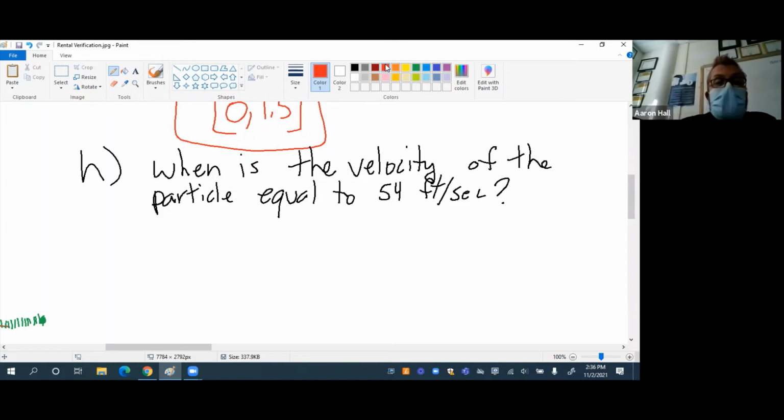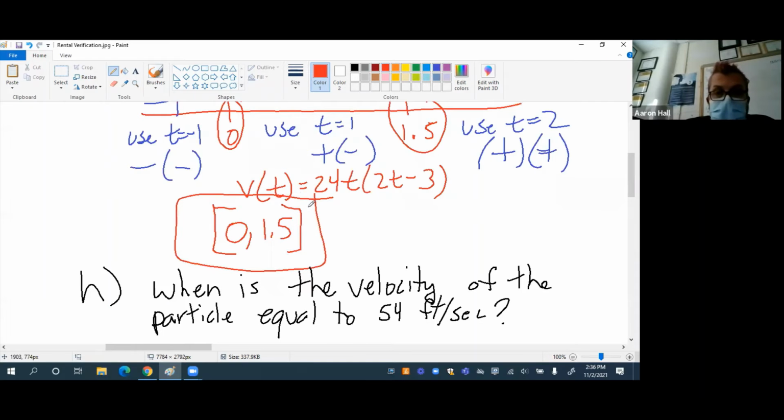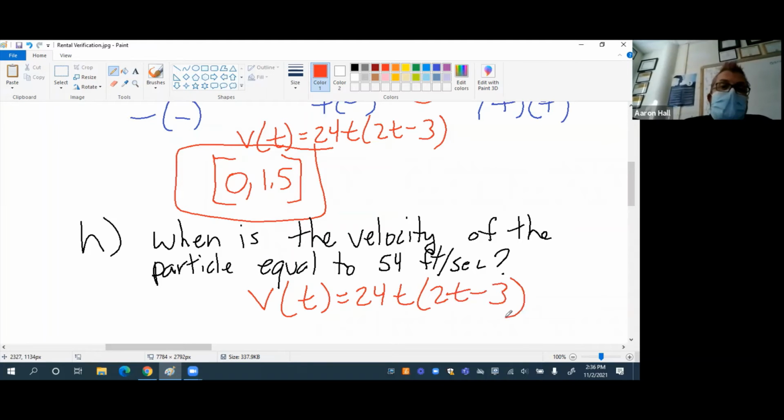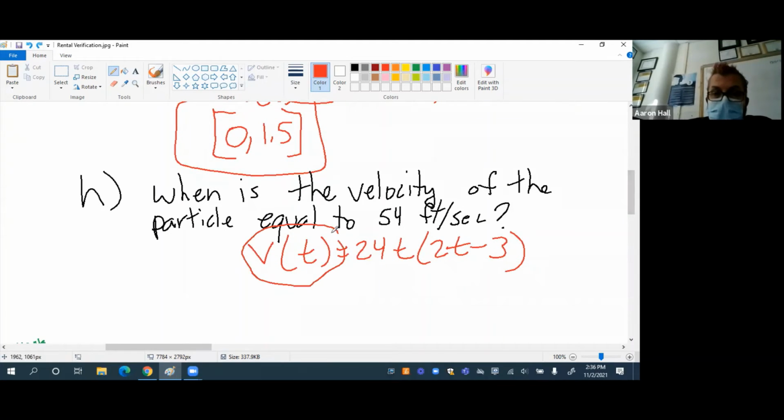Okay, so our velocity equation is what? It's right there. It is V of t equals 24t times 2t minus 3. Where do I plug this 54? Yeah, for V of t. That is my new velocity. So I'm going to plug it in right there. I have 54 equals 24t times 2t minus 3.